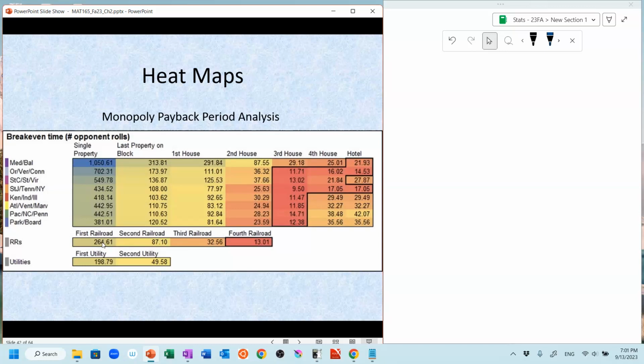Also, the railroads, even the first railroad isn't a terrible investment, but once you get to the third or fourth, they're very good investments. Only for the fourth railroad, only 13 opponent rolls to pay that off. On average, of course, right? And I can see that by just glancing at this picture, right? I can see that this black border here, and these are the kind of nicest payoffs.